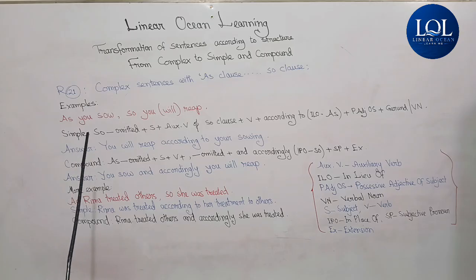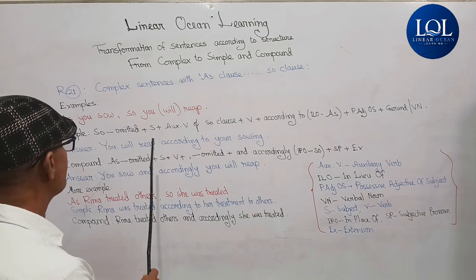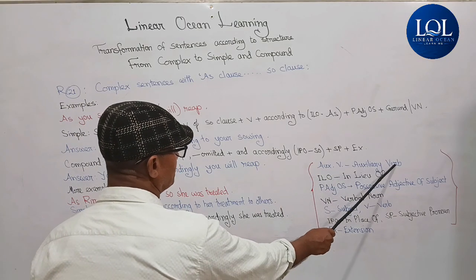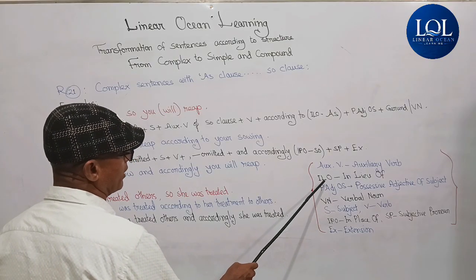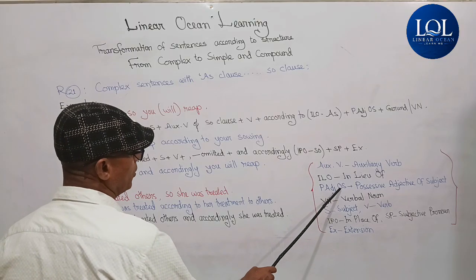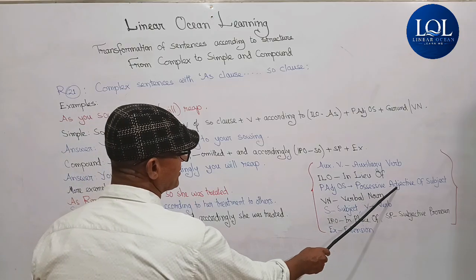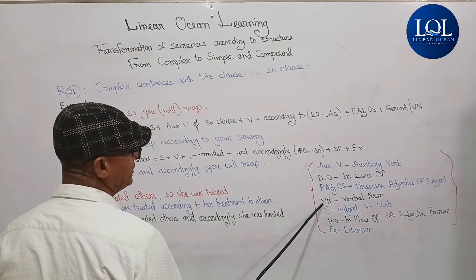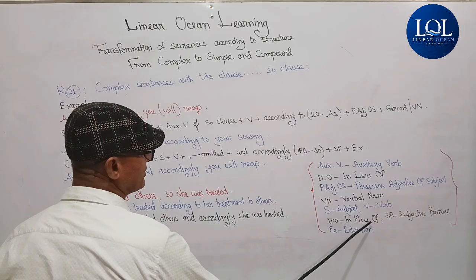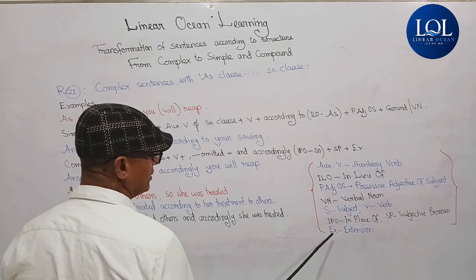If we want to put it into a simple sentence, the structure we have to follow is... Before showing the structure, I would like to elaborate the abbreviations I have used in my structures. AUX.V means auxiliary verb, ILO means in lieu of, PAdjOS means possessive adjective of subject, VN means verbal noun, S means subject, V means verb, IPO means in place of, SP means subjective pronoun, EX means extension.